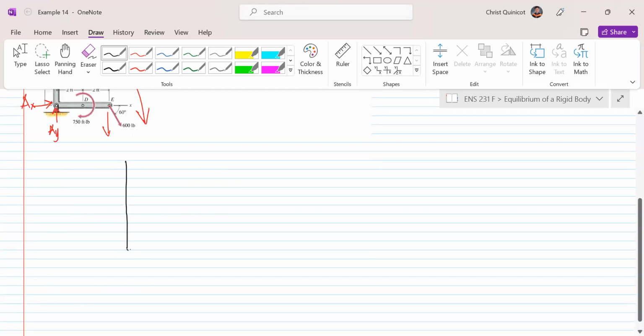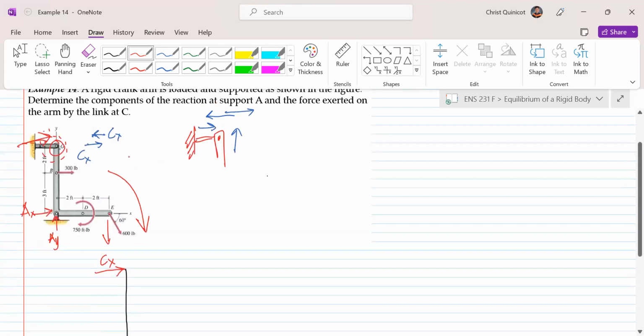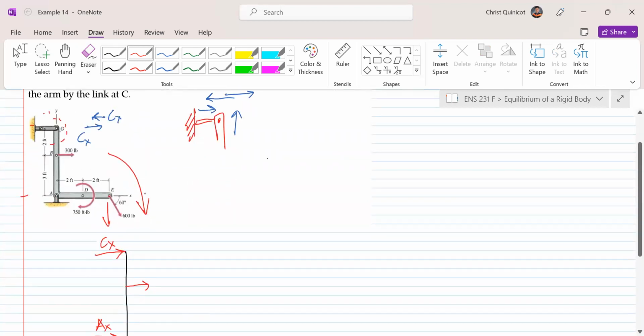Going down and then a bar here. Now at A, we have A sub Y going up, and then to the right A sub X, and let us say at point C to the right as well. And at B, which is 3 feet from A and 2 feet from C, we have a horizontal force applied here, and that is 300 pounds.